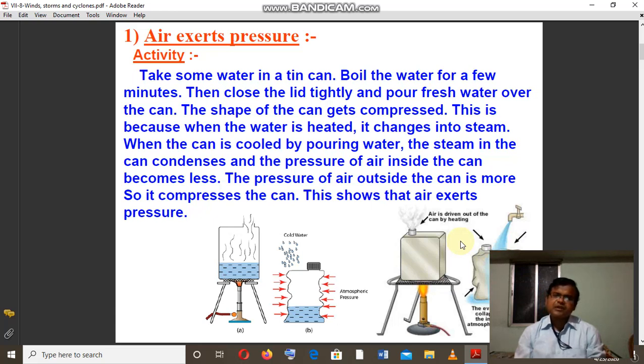This is because when the water is heated, it changes into steam. When the can is cooled by pouring water, the steam in the can condenses and the pressure of the air inside the can becomes less. So the air pressure outside the can is more, and it compresses the can. This shows that air exerts pressure. This is the diagram given.